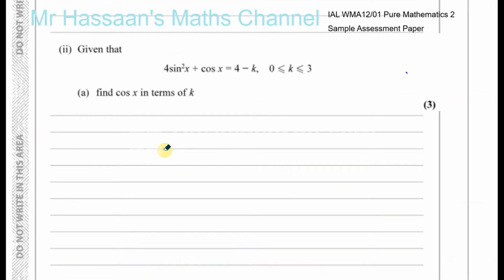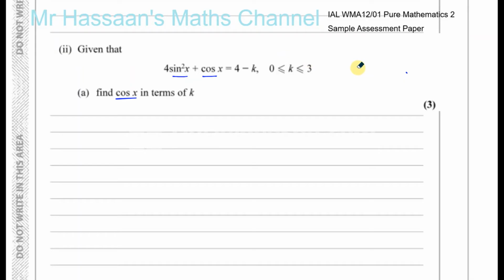So part 2, we have given that 4 sine squared x plus cosine x equals 4 minus k, and k is between 0 and 3. Find cosine x in terms of k. So now let's try to sort this out. Now we've got sine squared and we've got cosine, and we want to have cosine in the end only.